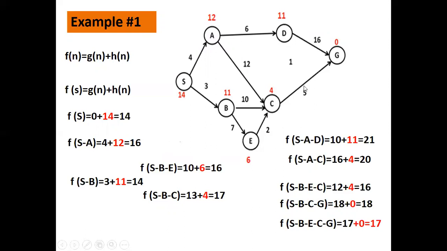From node B to reach node G, the estimated cost is 11. Similarly, from node D, if you want to reach the goal state, then the estimated cost is 11. And for C, it is 4. Now, for the goal state, the estimated cost is 0 because you already reached the goal state. So, there is no cost involved in it. Is it fine? So, let us solve this example.